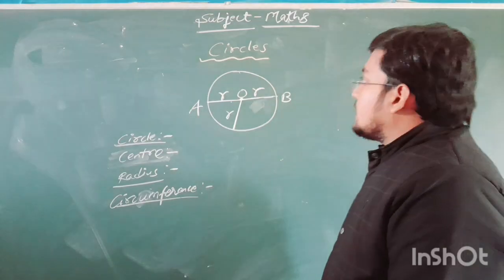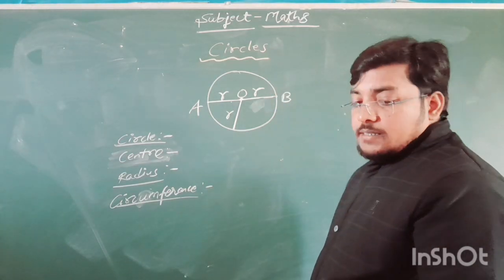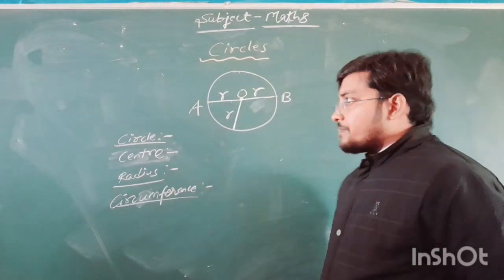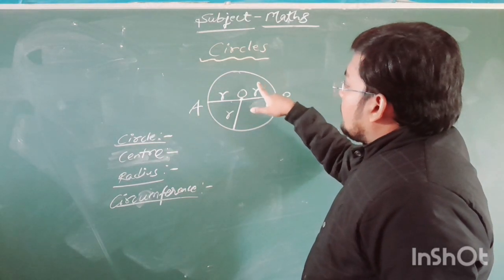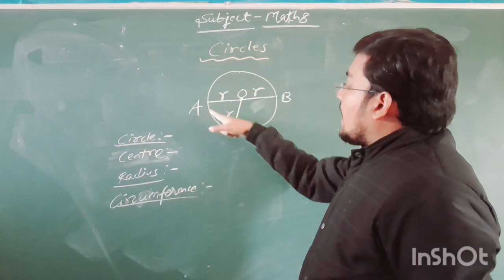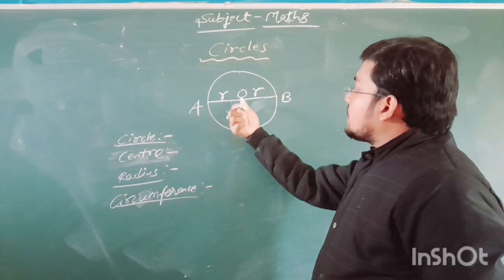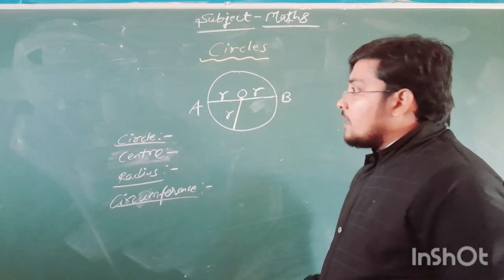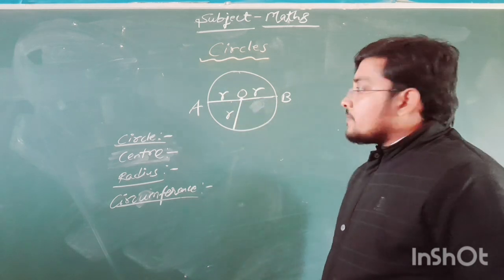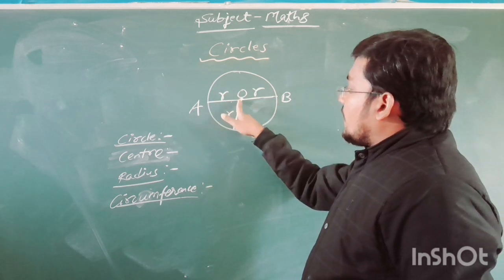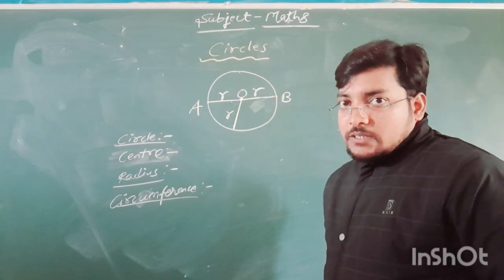Where we study circle. Basically, a circle is a 2D figure in which all the points lying on the boundary of the circle are equidistant from its center. Here O is the center of the circle, and OA or OB is the radius of the circle.